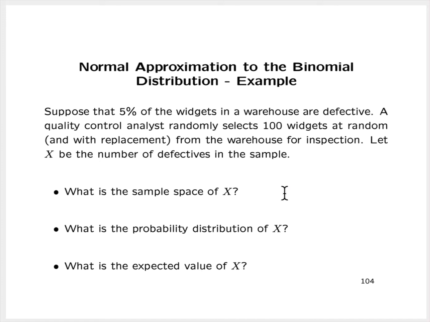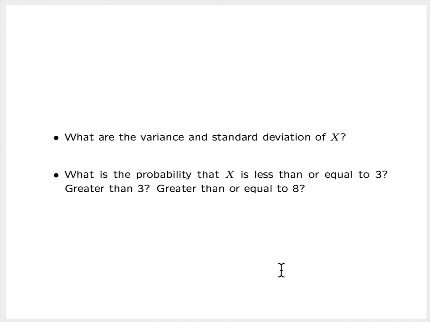So let's think about what is the sample space of the random variable X, which again, is the number of defectives that we obtain in a sample. What is the probability distribution of X? What is the expected value of X? What are the variance and standard deviation of X? And then we want to compute some probabilities. What is the probability that X, the number of defectives in the sample, is less than or equal to 3? What is the probability that X is greater than 3? What is the probability that X is greater than or equal to 8? And so we're going to calculate those probabilities exactly.